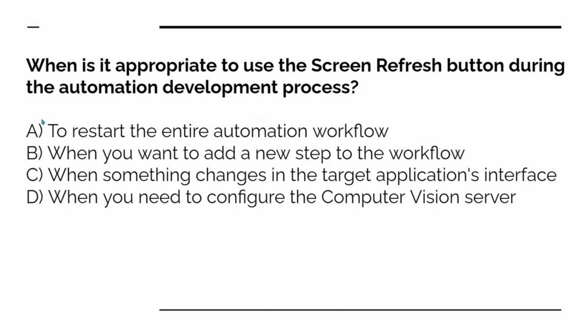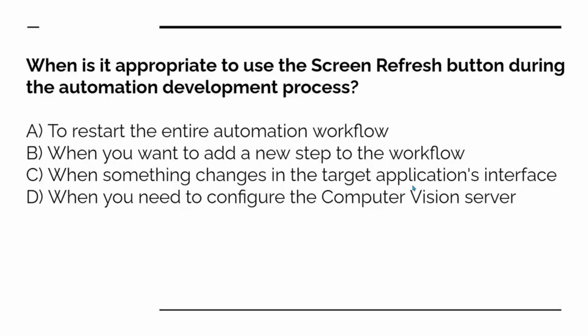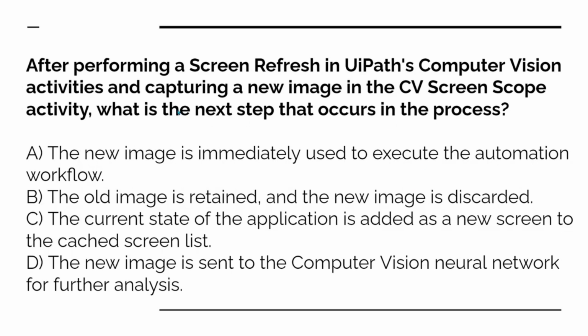Okay, so let me reveal the answer. The correct answer for this is C, when something changes in the target application's interface. Correct? If something changes, that is where we will do it, right? So when you do it, if something changes in the target app. So these words are very important: something changes in the target app. Clear? Okay. Now let us answer the next question.